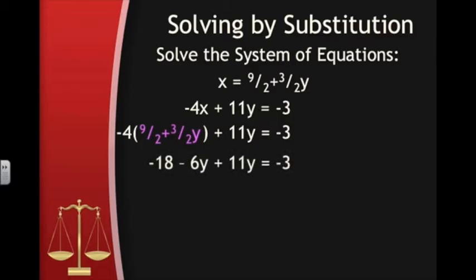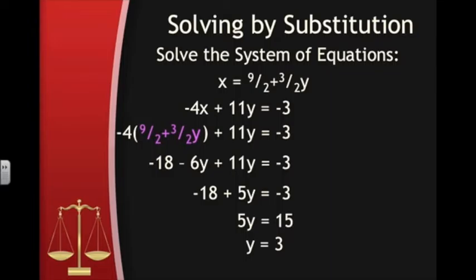First, we distribute the negative 4 to get negative 18 minus 6y plus 11y equals negative 3. Then we combine the terms with y's to get negative 18 plus 5y. Then we undo the minus 18 by adding 18 to both sides to get 5y equals 15. And finally, we divide both sides by 5 to get y equals 3.